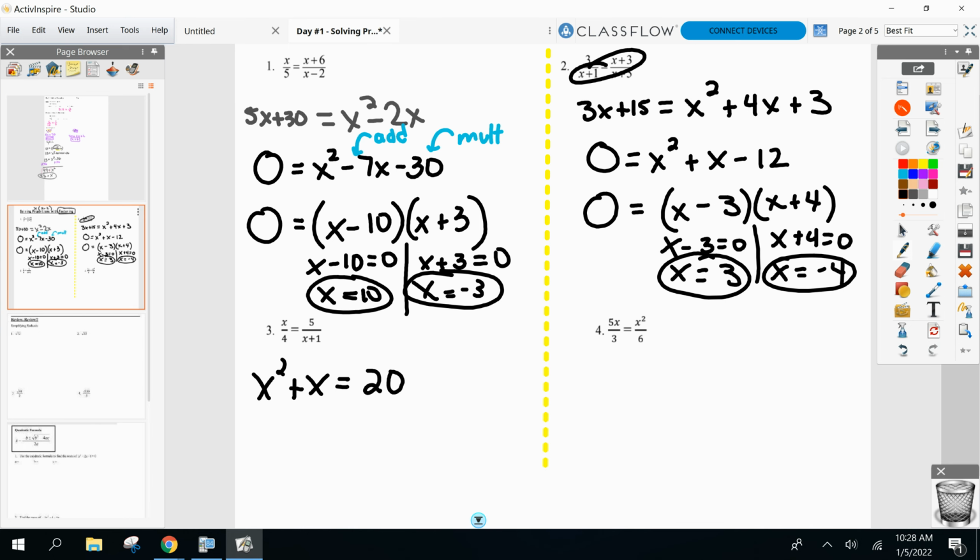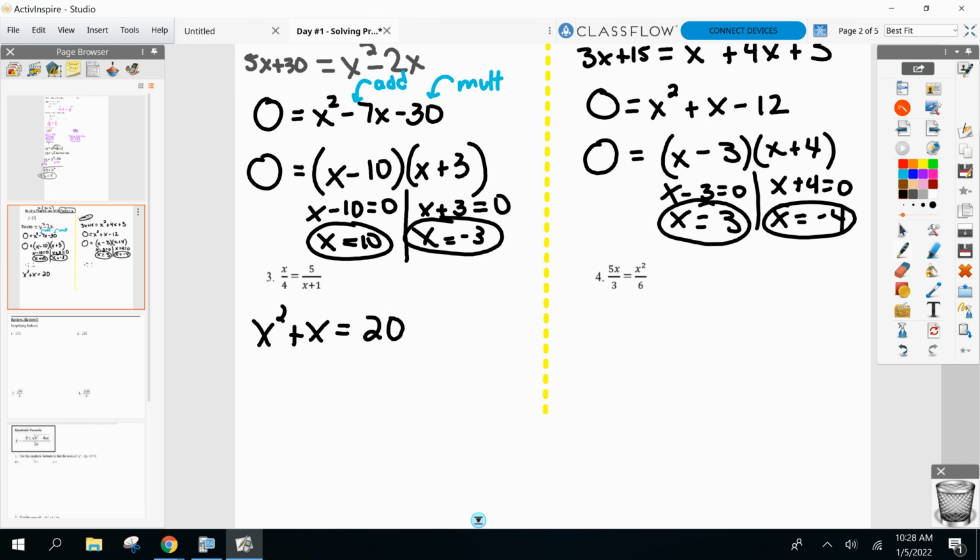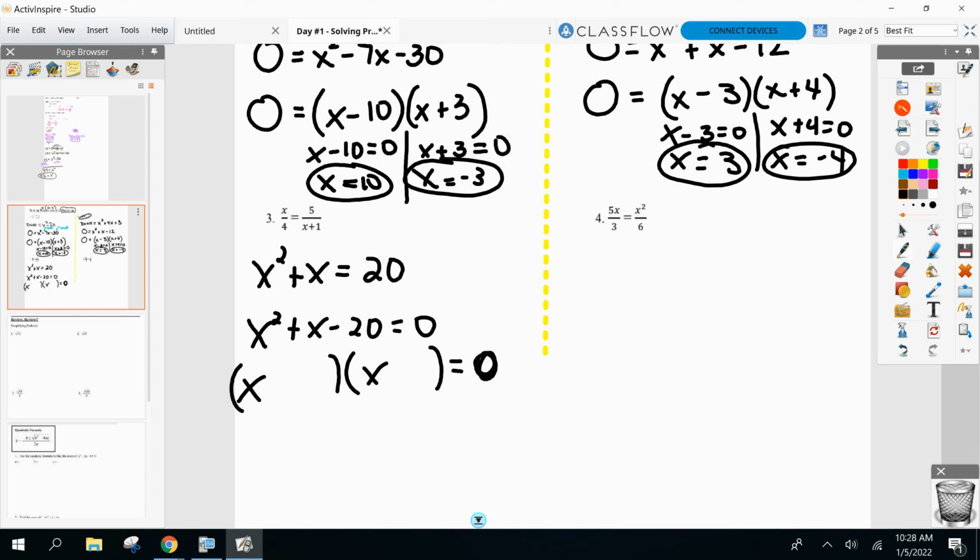Okay, so here you go. When you cross multiply it, x squared plus x equals 20. Move the 20 over because the x squared is already positive. So I end up with x squared plus x minus 20 equals 0. Factor two numbers that multiply to this and add to this. What are my 2 numbers going to be here?